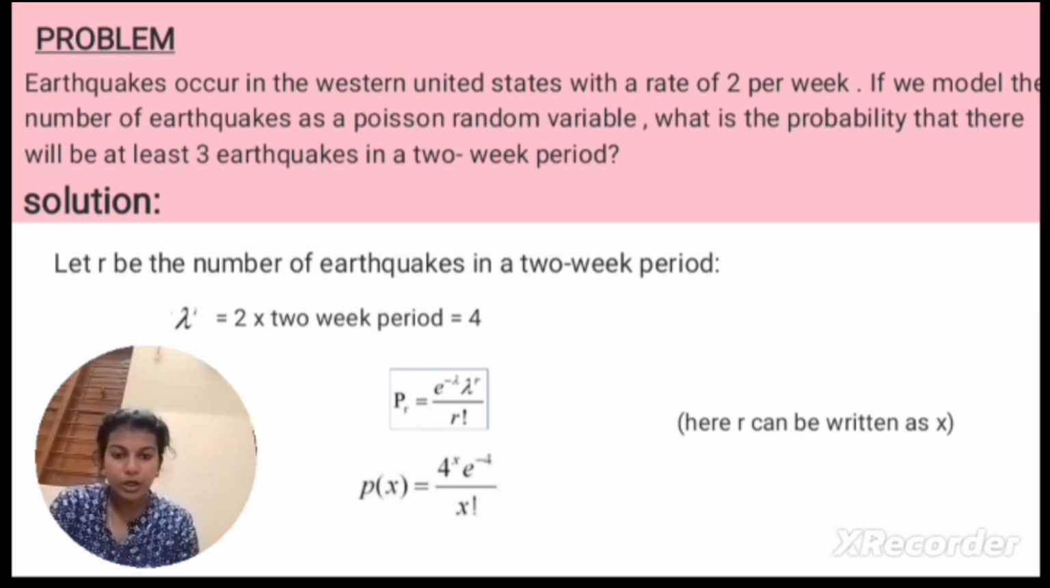Therefore 2 into 2 weeks per period, so 2 into 2 is equal to 4. We substitute that lambda value in the formula P(r) equal to e power minus lambda, lambda power r, divided by r factorial. Here r is considered to be x. So P(x) equal to 4 power x, e power minus 4, divided by x factorial.